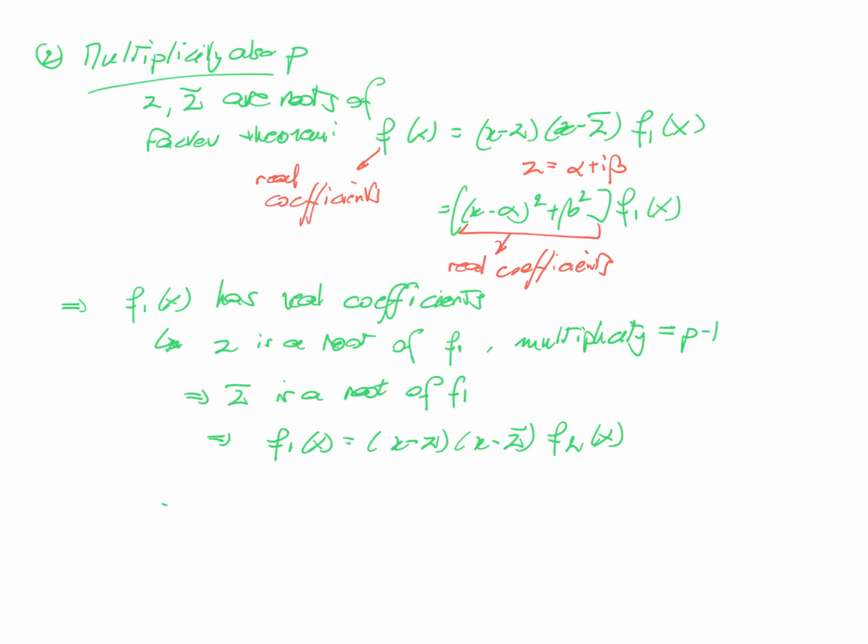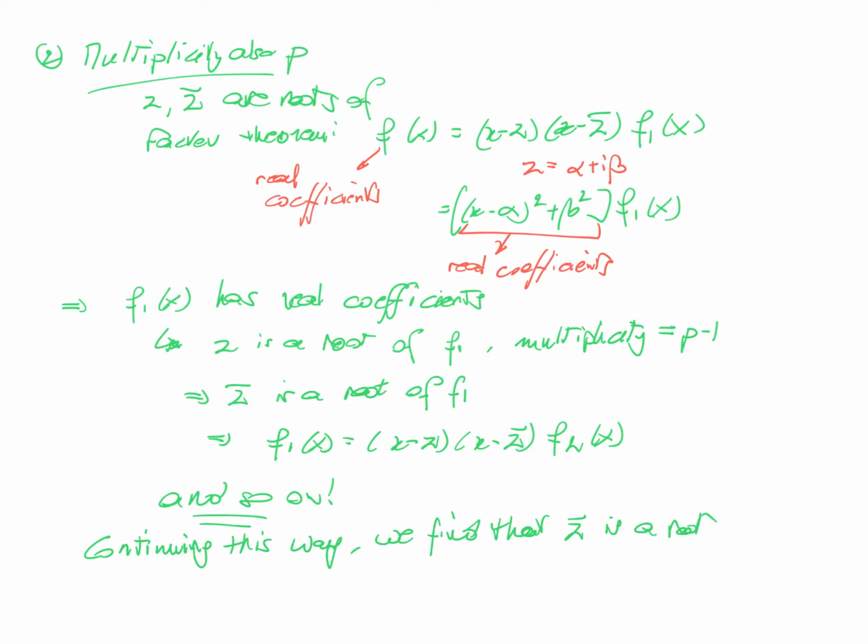And then we just apply the same reasoning. So we keep on doing the same thing. f2 is a polynomial with real coefficients. z is a root of f2. The multiplicity now has become p minus 2, which means that also z bar is a root of f2, and so on until we reach the end. So if we continue this way, we find that z bar is a root of f.